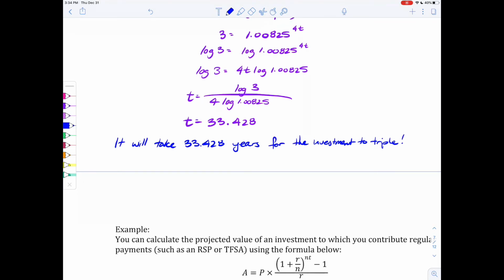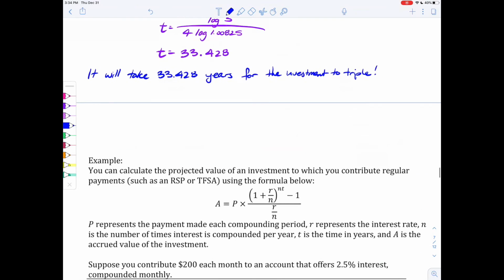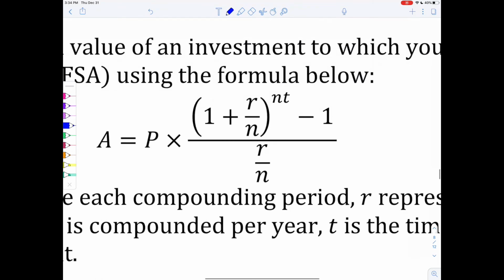There is one more kind of doozy of an example. Not crazy doozy, but there's the formula. This is something that has shown up on a provincial in the past. It looks really intimidating, but its principle is still the same. That's not a principle in this case, it's actually standing for payments.